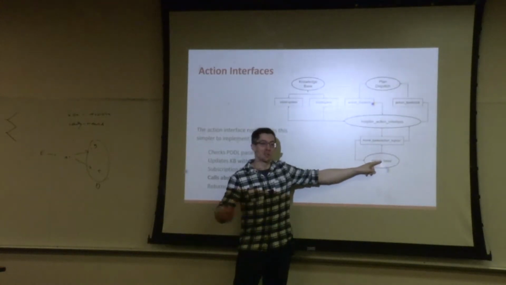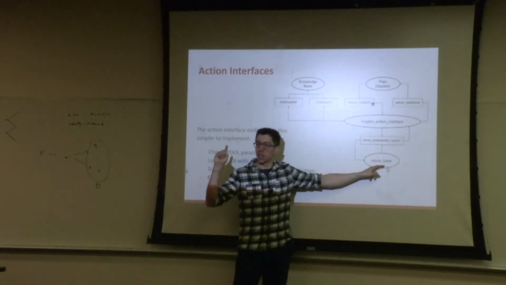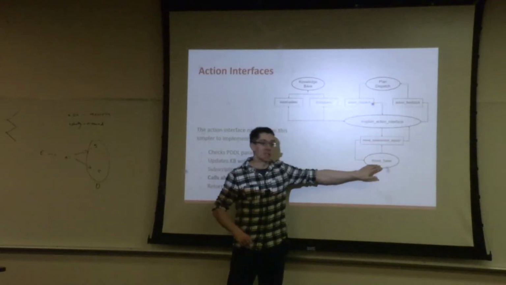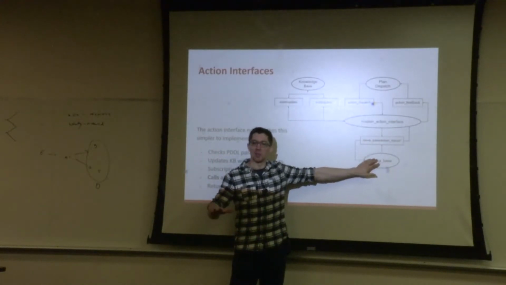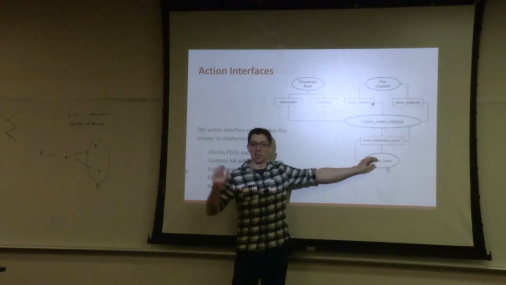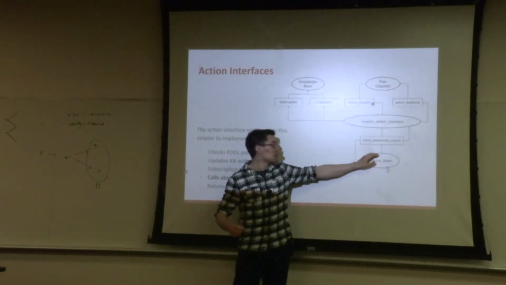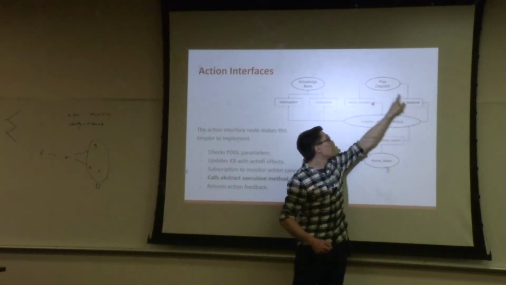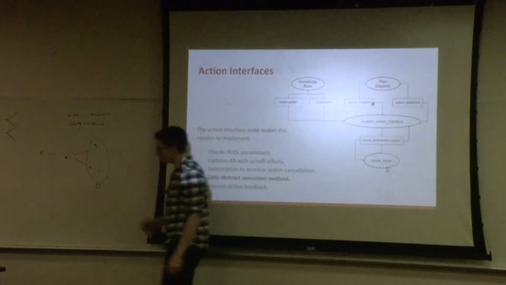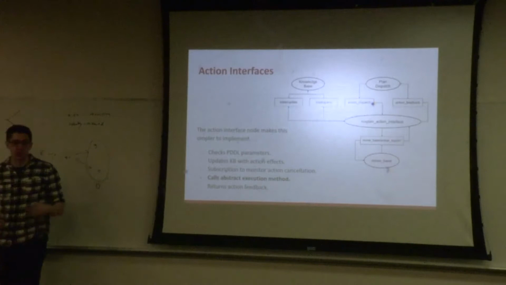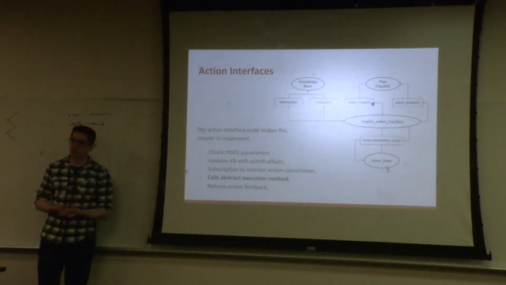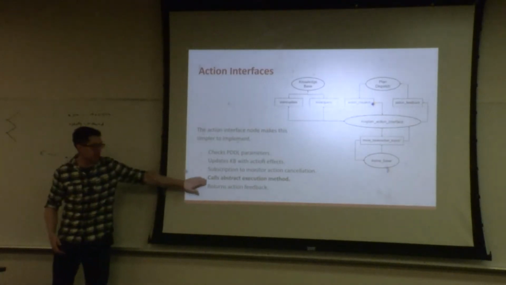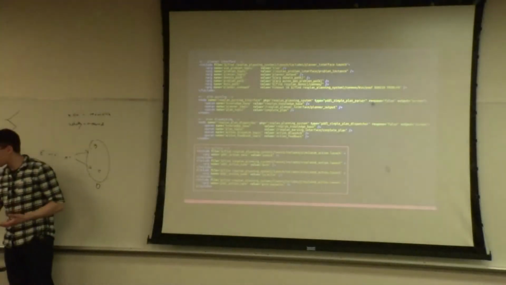It'll monitor MoveBase while checking this action cancellation flag. MoveBase can be preempted. You can tell MoveBase to stop going to a waypoint. So if that flag becomes true, it'll preempt the action and respond when the action is complete, preempted or not, on the action feedback topic. So some of that is very specific to MoveBase and is implemented in this abstract method. And some of it is just part of the interface.